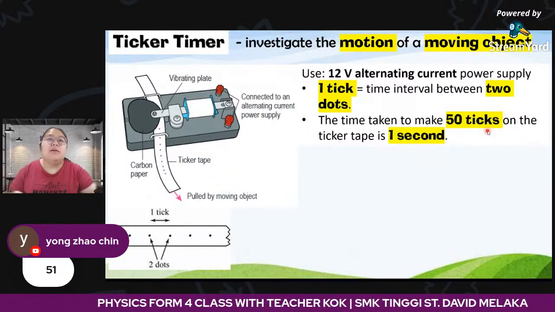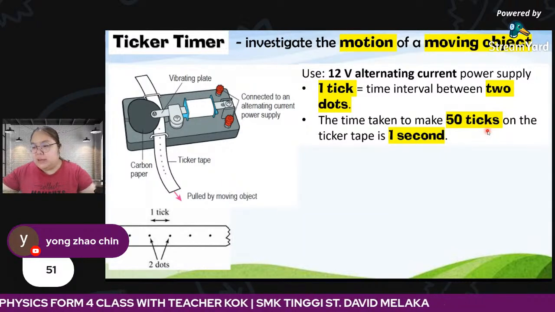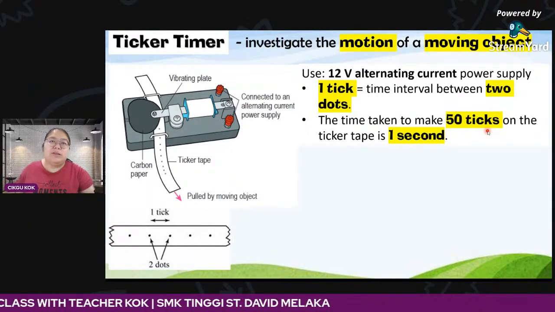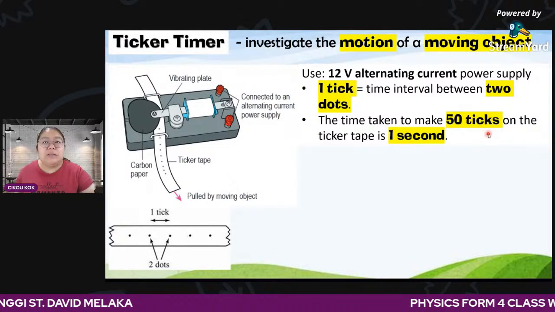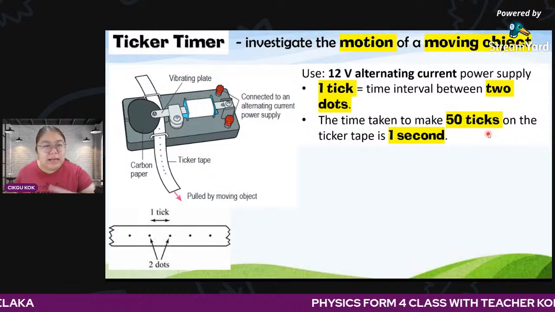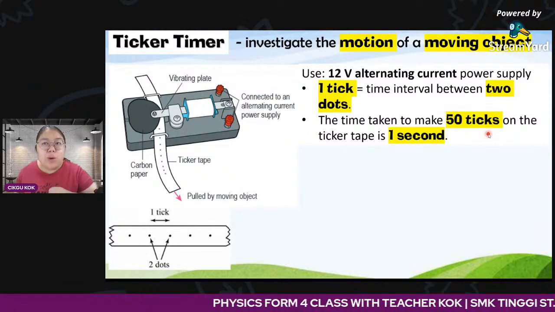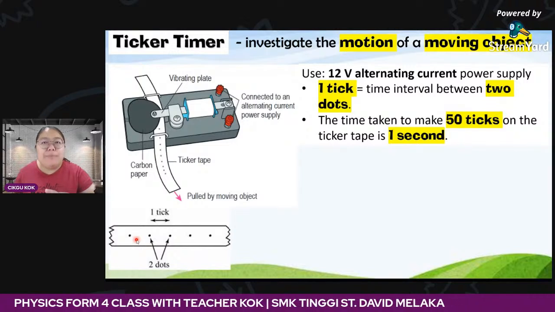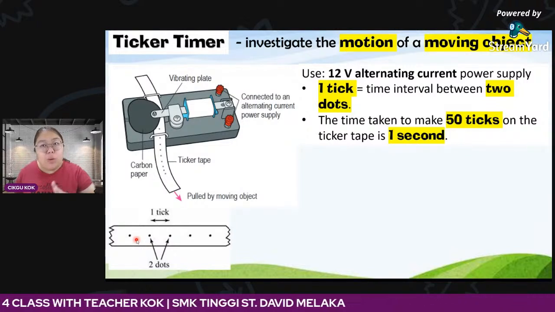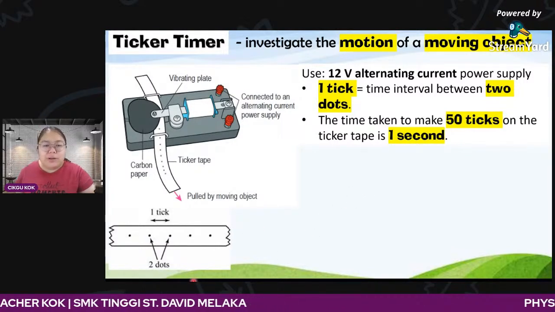51 dots. Okay. So from here, we need to know that one vibration is 50 ticks, using 1 second. 1 second can move 50 ticks already. That means 51 dots. Okay, now I need to count. For one tick, the time taken is how long? So from here I need to show the calculation.